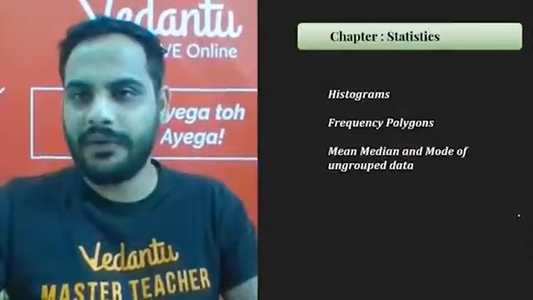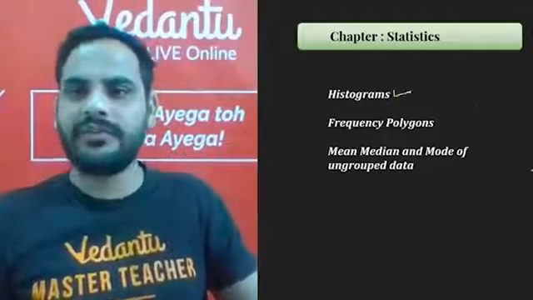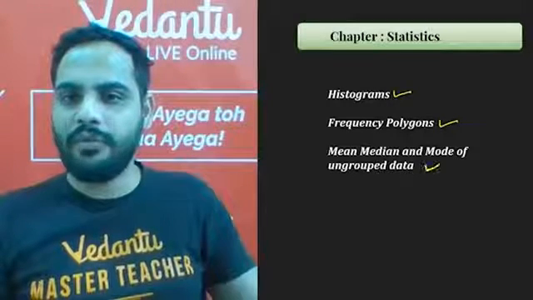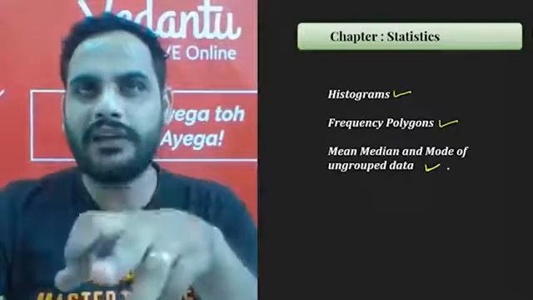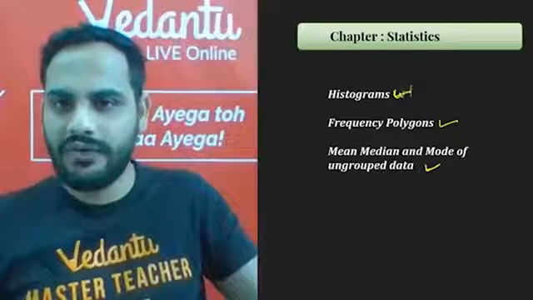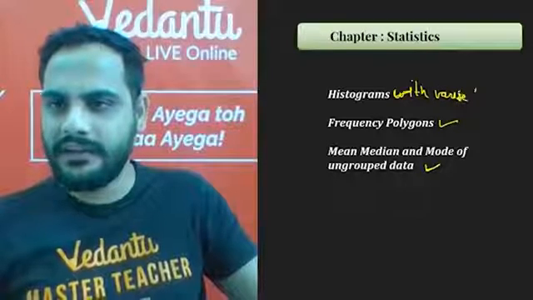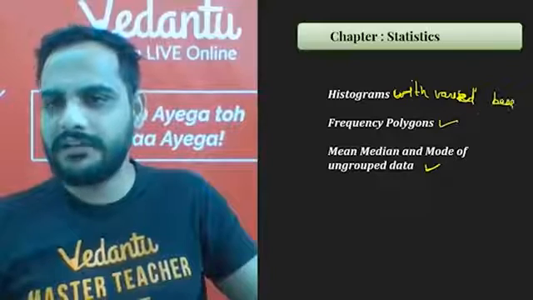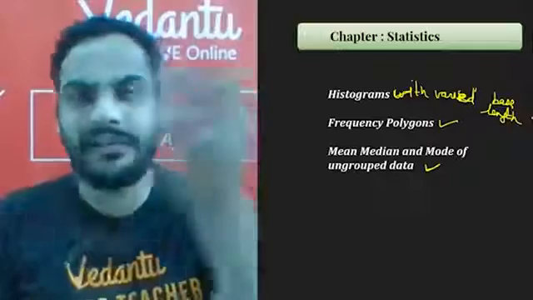Okay, let's go to the next part. In statistics, they have removed many things: histograms, frequency polygons, and mean, median and mode of ungrouped data. I think in histograms they have removed only the histogram with varied base length. Not the whole histogram has been removed, only the histogram with varied base length.